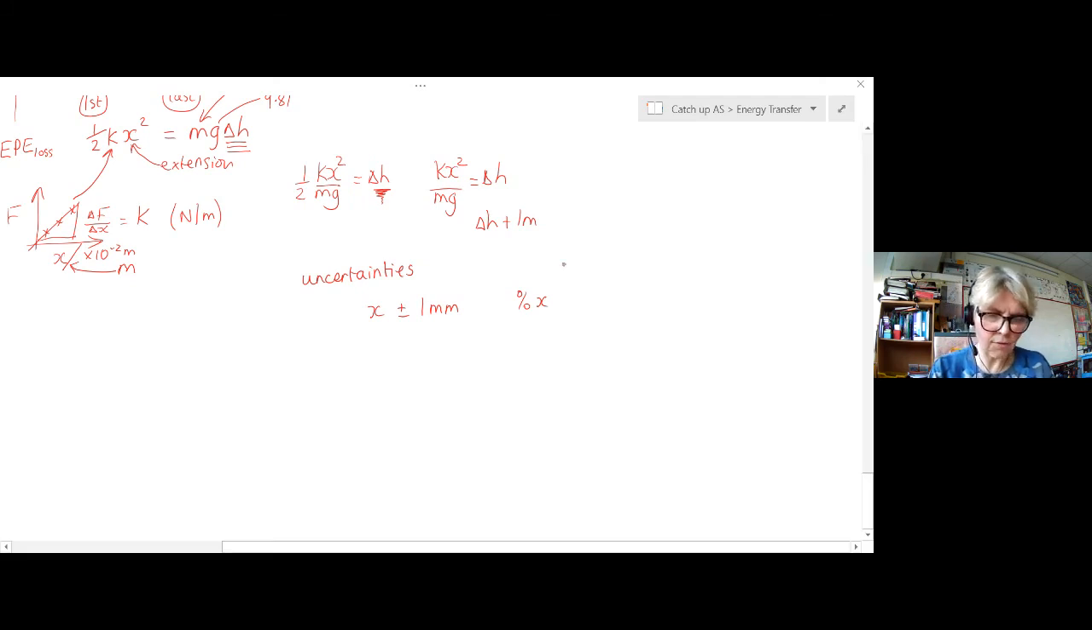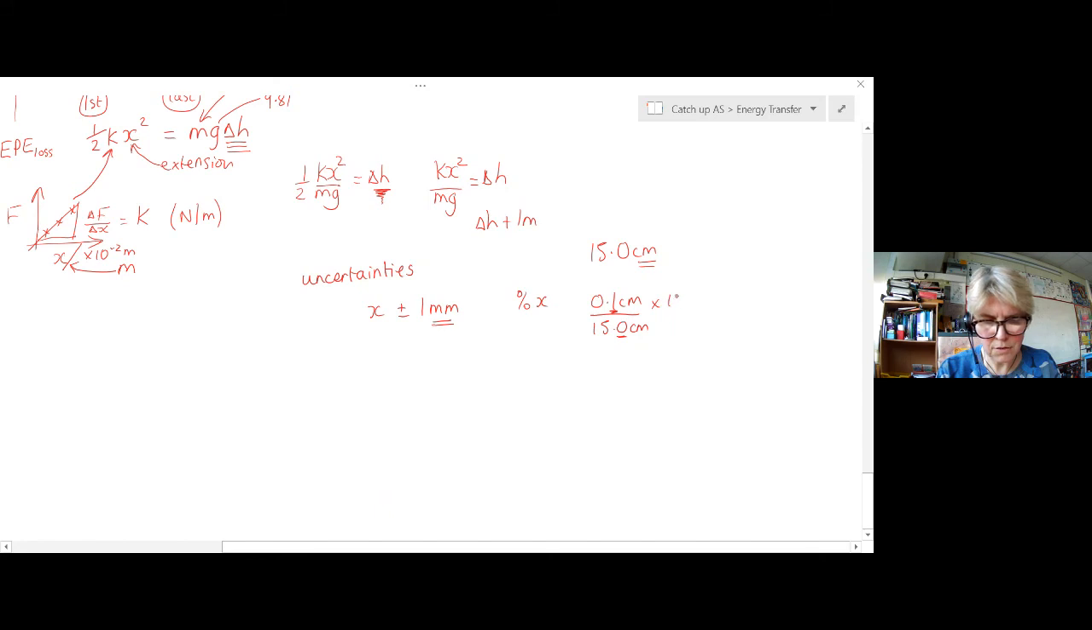So let's just say x here is 15 centimeters. So I'd write it like this, as 15 centimeters. My percentage uncertainty in x will be 1 millimeter. Now this is in millimeters, this is in centimeters, so make sure that you put them in the same units. So for example, 0.1 centimeter divided by 15.0 centimeters, and then times by 100% to get the percentage uncertainty in your x.